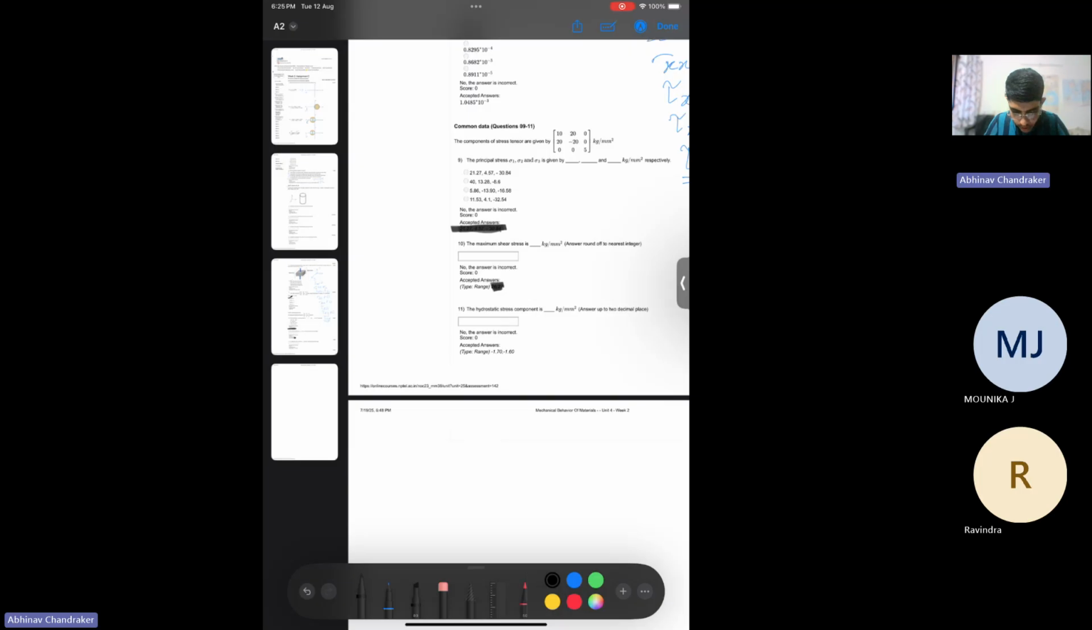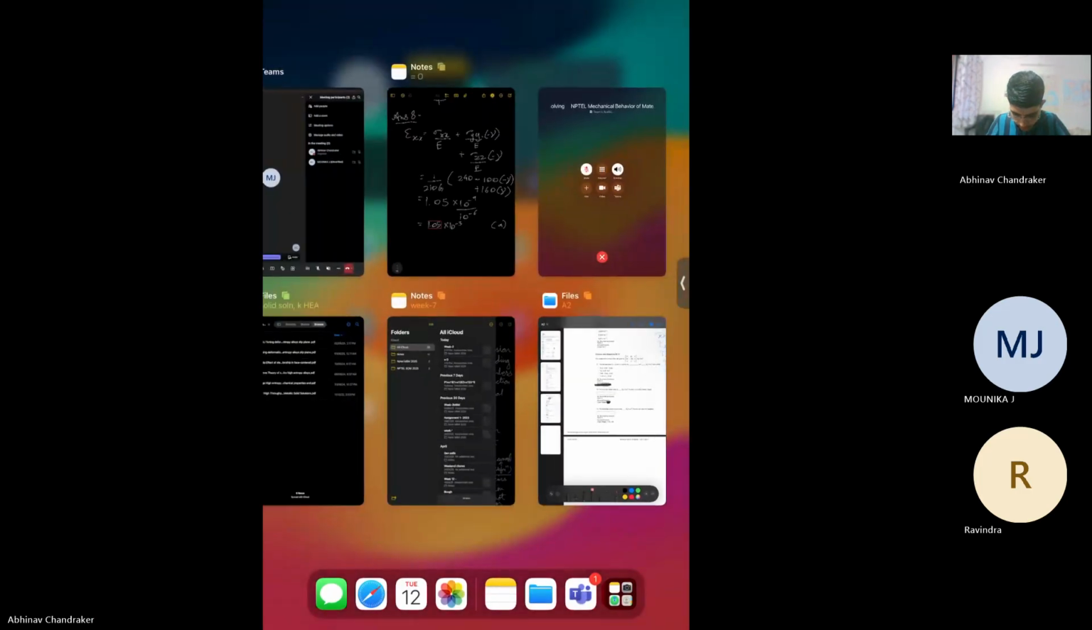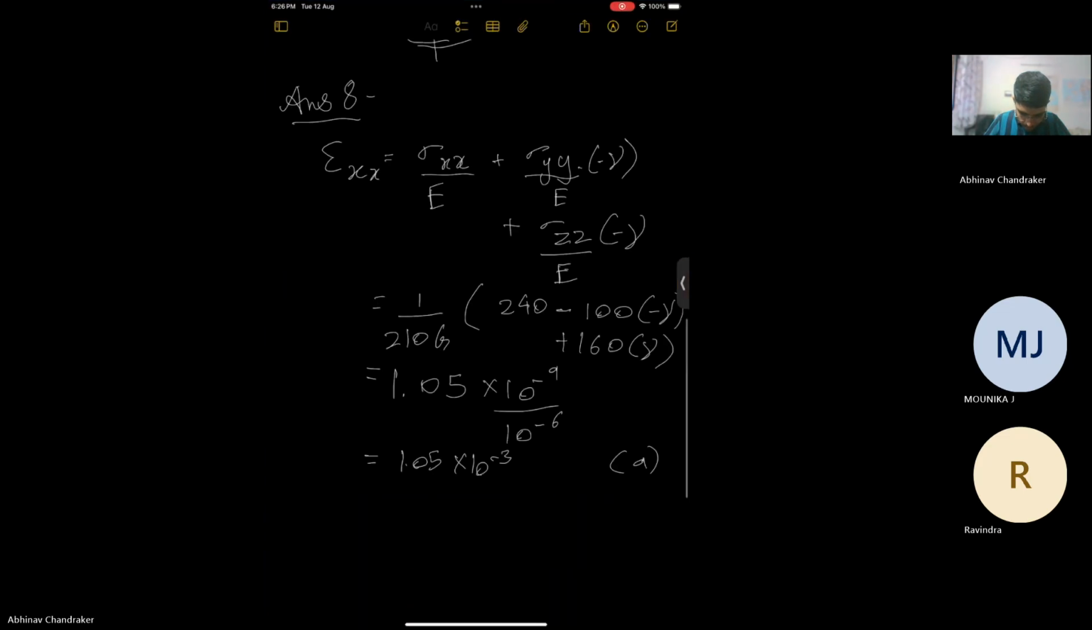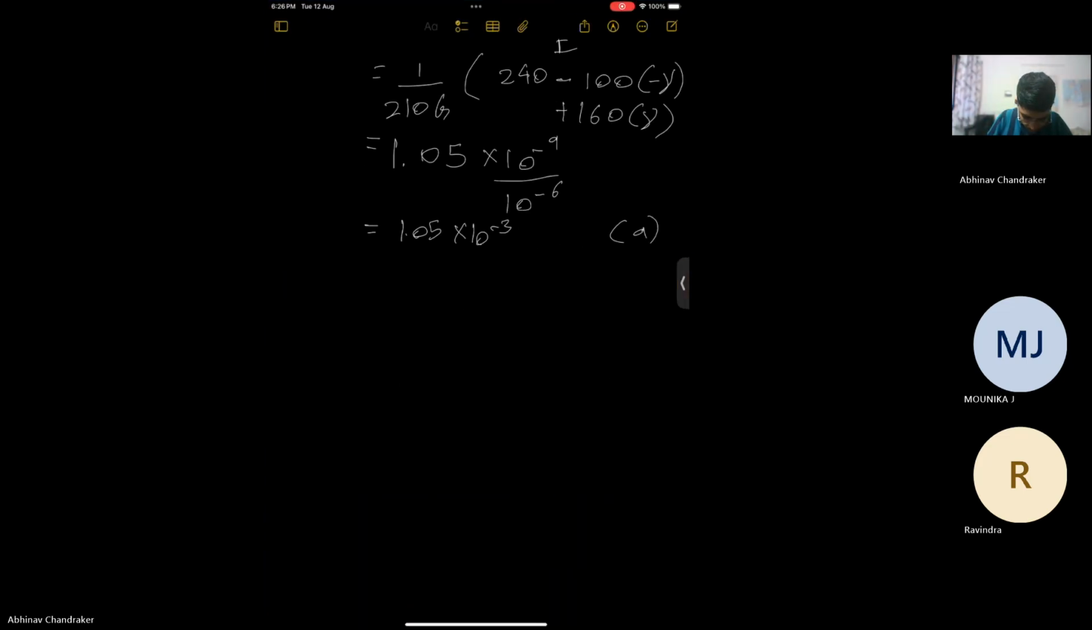Now let's proceed to question number 8 to 11. Here we have been given this stress tensor. We have to find the principal stress, sigma 1, sigma 2, and sigma 3.